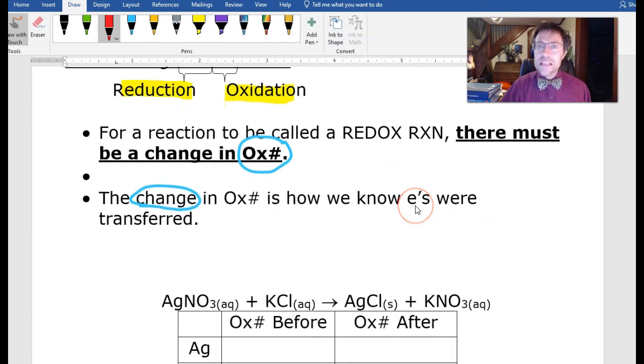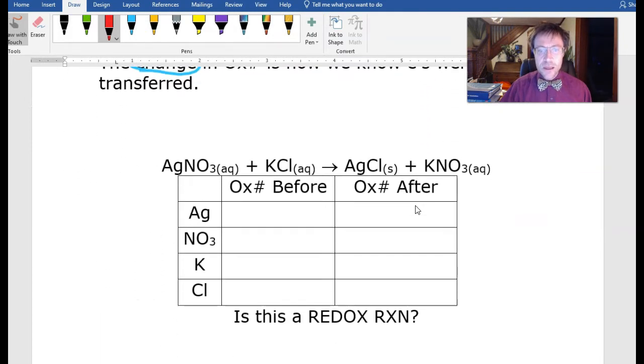All right, so let's have a couple examples here. Is this a redox reaction? What I'm going to do is look at all the oxidation numbers, both in the beginning and the end, and then compare to see if there are any changes. So let's dig into it.